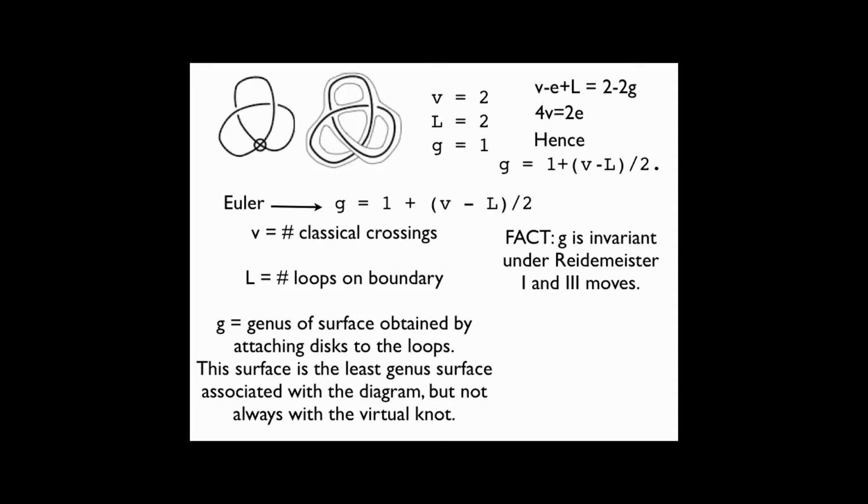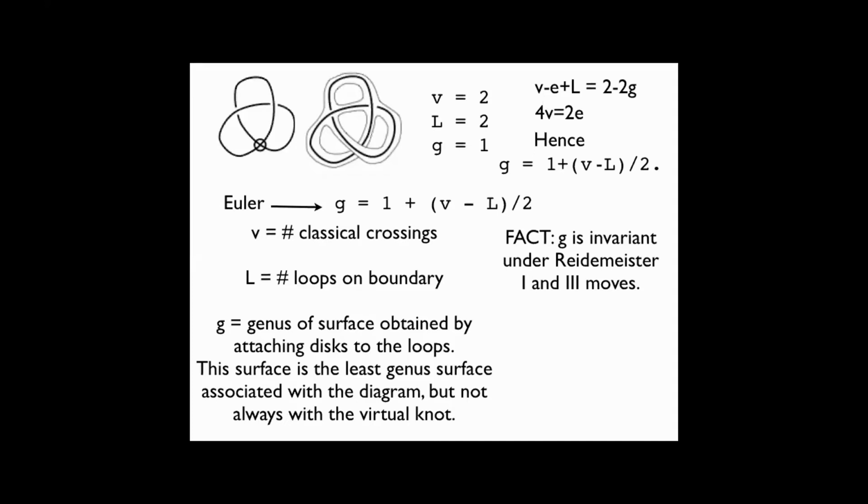So in this case, you see 2 vertices, and the number of edges is obtained in terms of the number of vertices, as a matter of fact, because 4 times the number of vertices is going to be twice the number of edges, because you're counting at every vertex 4, and you're going to count every edge twice. So that says vertices is equal to edges over 2. And then you have Euler's formula, which says that vertices minus edges plus faces is equal to 2 minus 2g, where g is the genus of the surface.